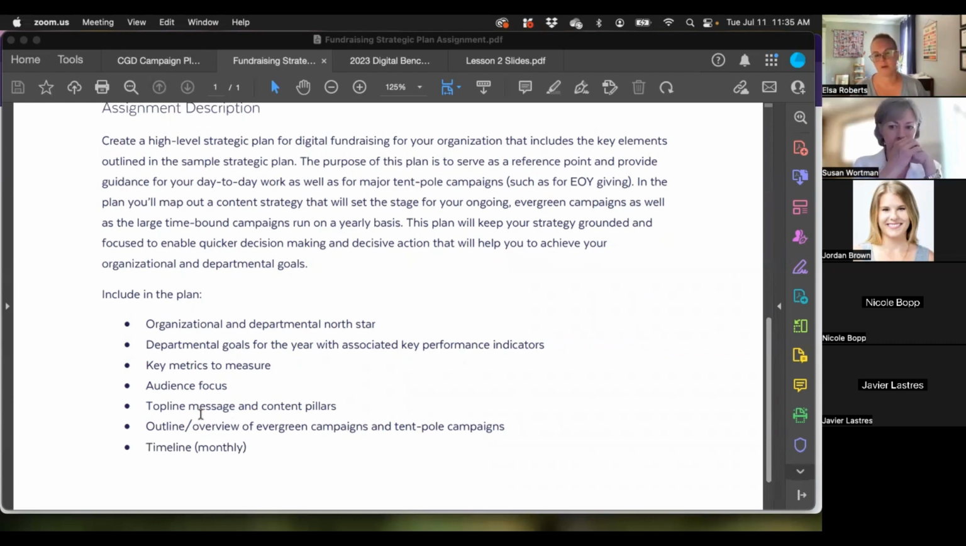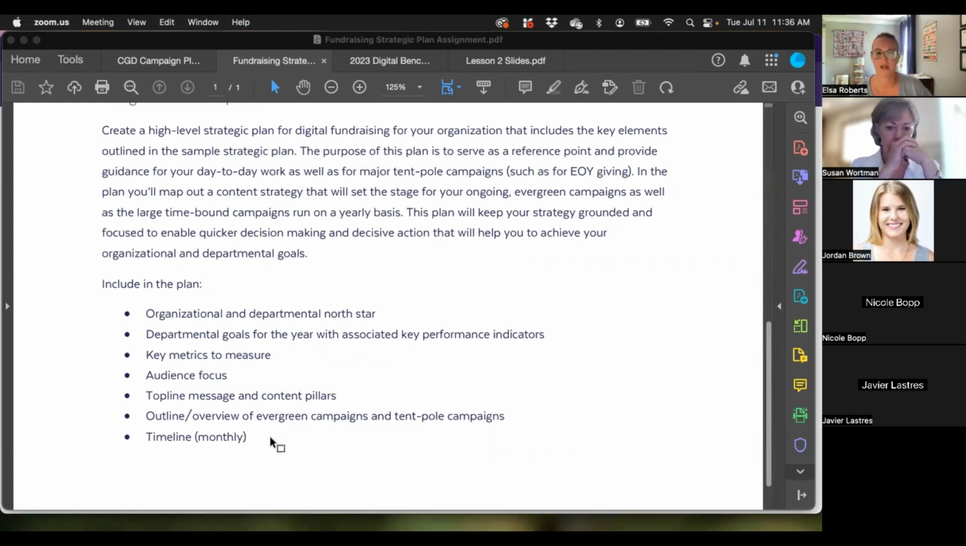And then also an outline or overview, like a bulleted list, of the key campaigns that you'll be running, as well as any evergreen campaigns that you'll be engaged in. And then I also recommend creating a timeline on a monthly basis so that you have a sense of the cadence of how things are rolling out.